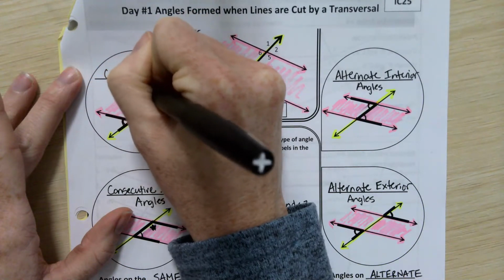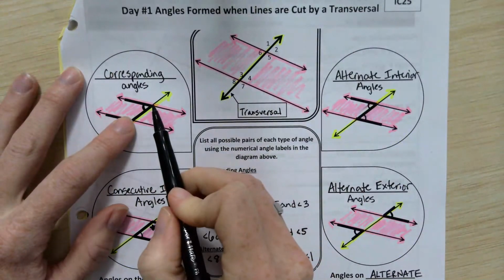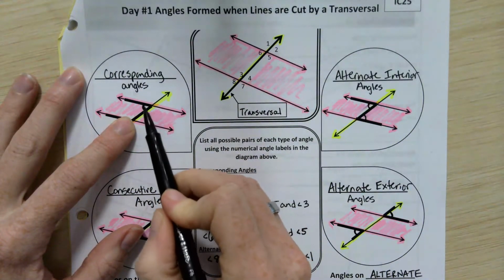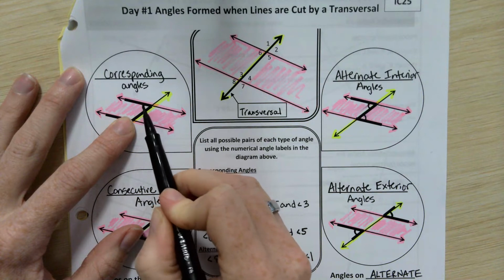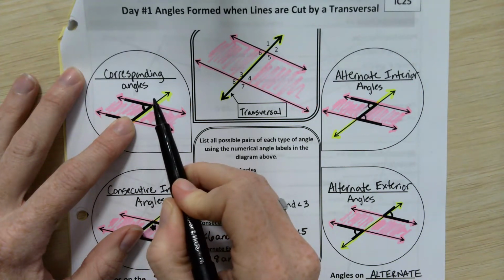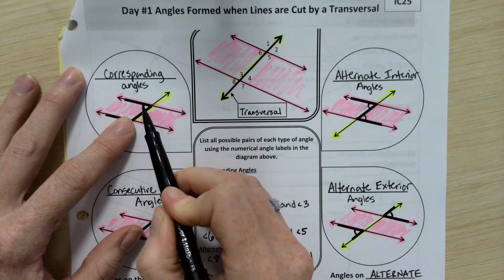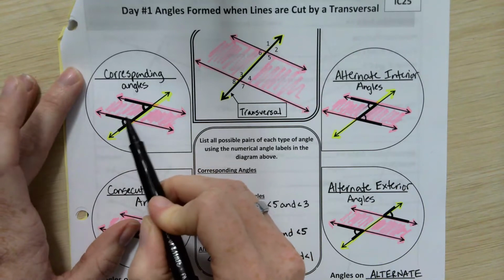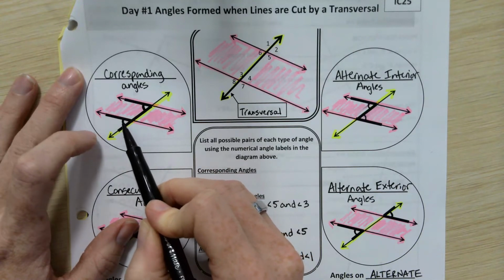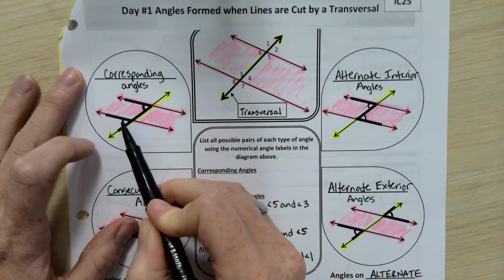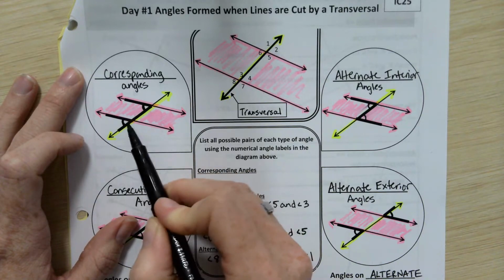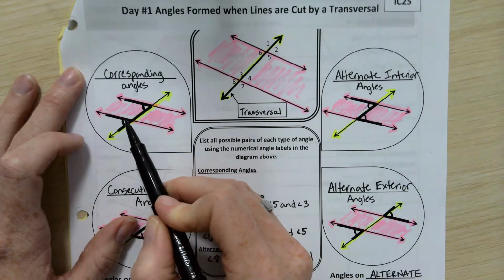And the reason they're called that is because if I check out this little group of 4 angles here, this angle is below the pink line but above the yellow. If I go check out this group, same thing. This angle is below the pink but above the yellow. So they're in what we call corresponding locations.